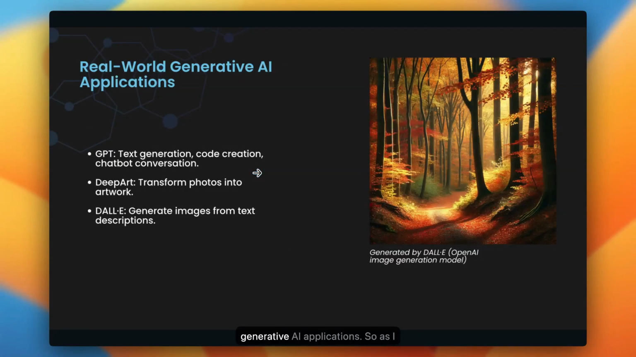And so yeah, here are some real-world generative AI applications. As I mentioned earlier, it's text generation, code generation, chatbot conversations, Deep Art, and DALL-E. This picture on the right was generated by DALL-E, so that's how you can use it to generate different art pieces. I basically asked ChatGPT to generate a random picture, and it gave me a forest.